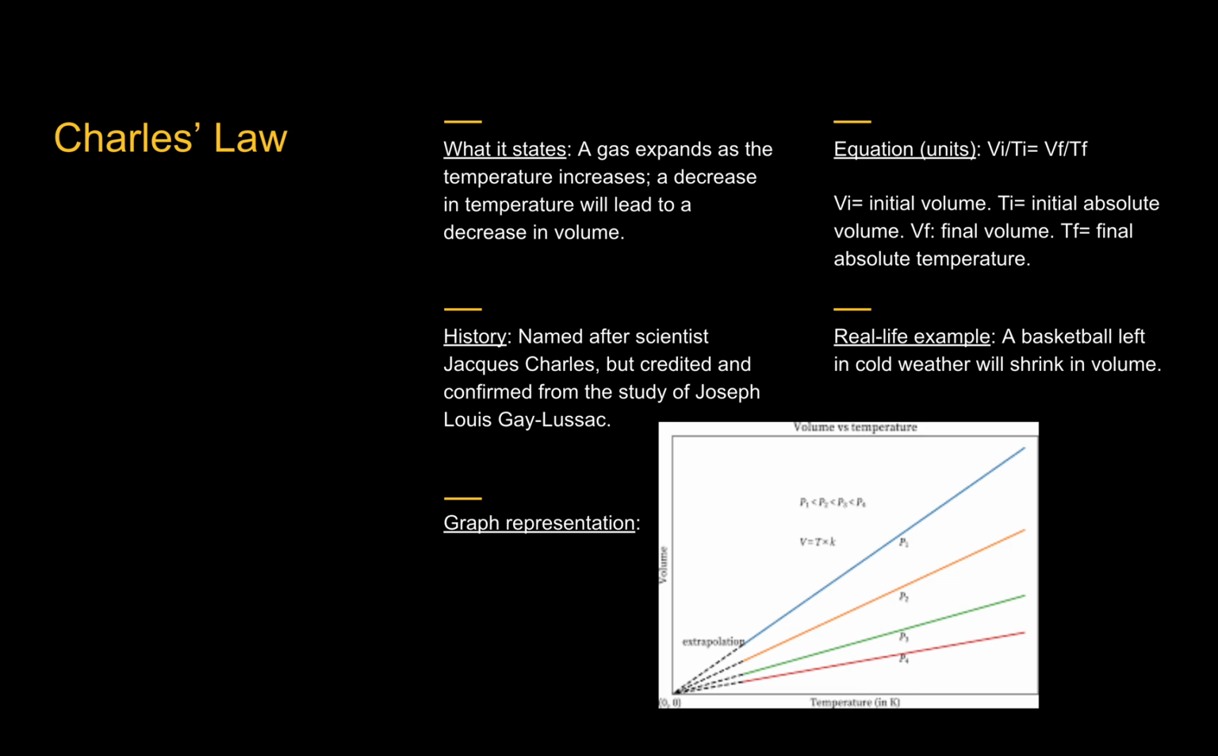And the equation would be the initial volume over the initial temperature equals the final volume over the final absolute temperature. And a real life example would be a basketball that's left out in the cold weather and it would shrink in volume. And this link to YouTube sends you to some practice problems based on Charles' law.